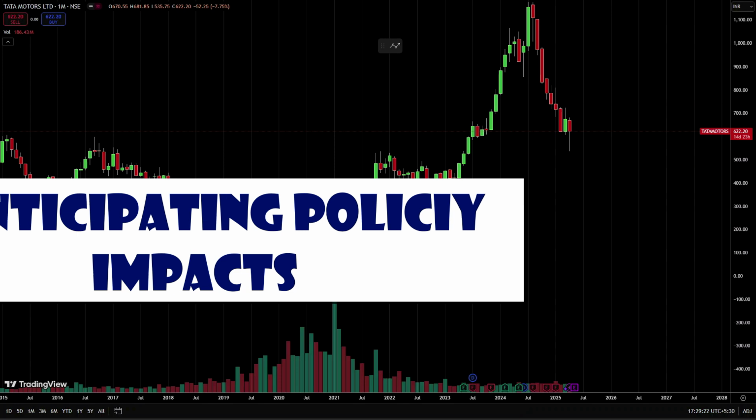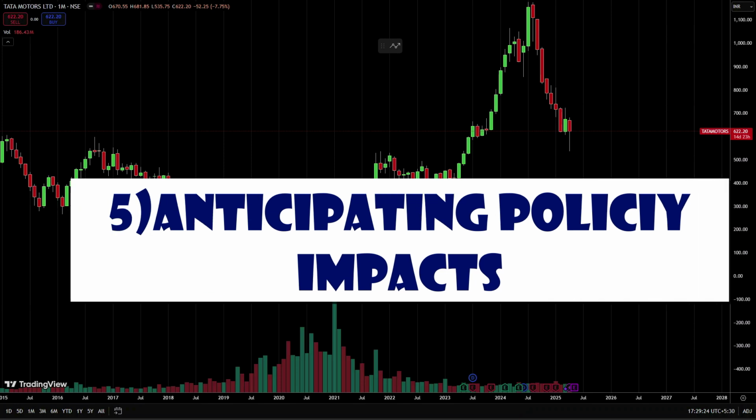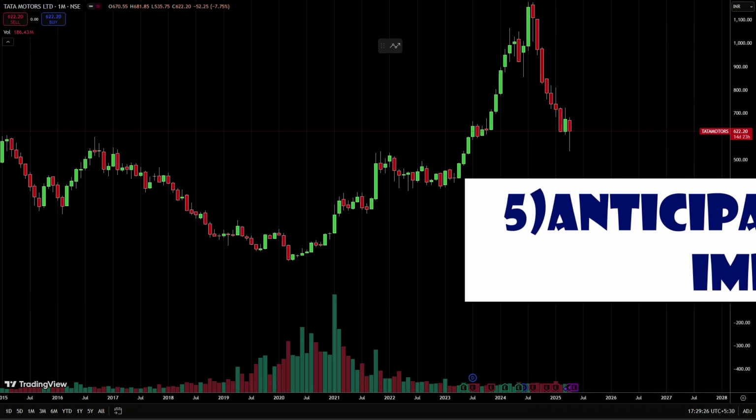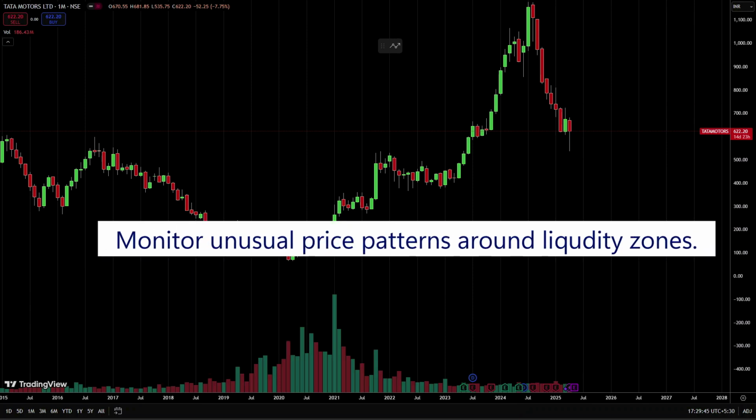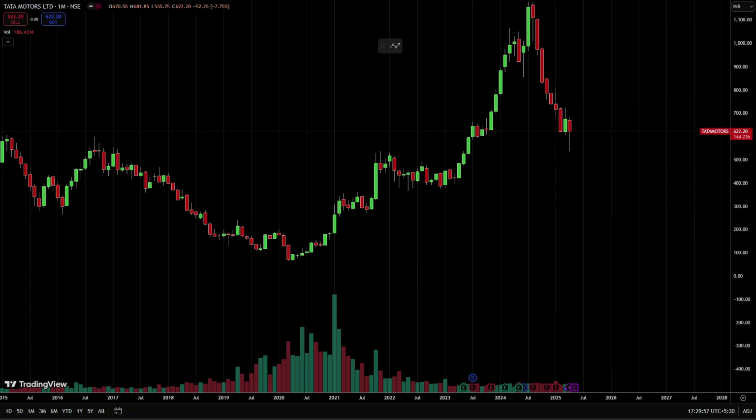So the last strategy we are going to look at is anticipating the policy impacts. Let's say, for example, institutional flows often shift before major policy announcements or economic data releases. By monitoring unusual patterns in these flows, let's say before a monetary event, if there is a huge correction and the market is around liquidity zones, there is a possibility you will see a turnaround from that liquidity zone.